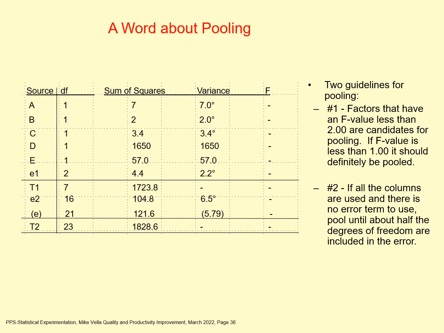Just one more word about pooling. There are two guidelines about pooling. The first guideline, a rule of thumb, is that factors that have an F value of less than 2 are candidates for pooling. If an F value is less than 1, it certainly should be pooled. If all the columns are used and there is no error term to use, then pool until about half the degrees of freedom are included in the ultimate error term.